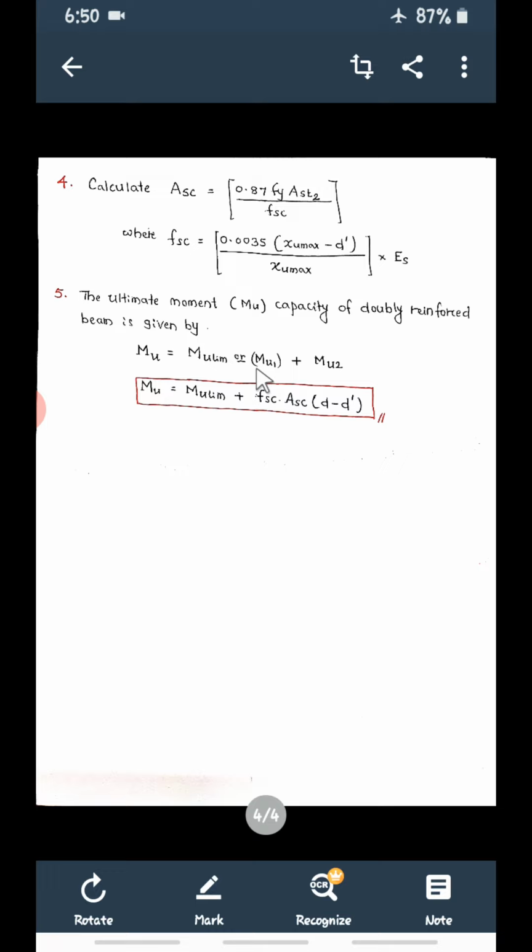So please go once again through the procedure to calculate the moment of resistance of a doubly reinforced section. In the next session we'll start with problems on calculating moment of resistance of doubly reinforced section. So remember these 5 steps. Thank you very much for attending this session.